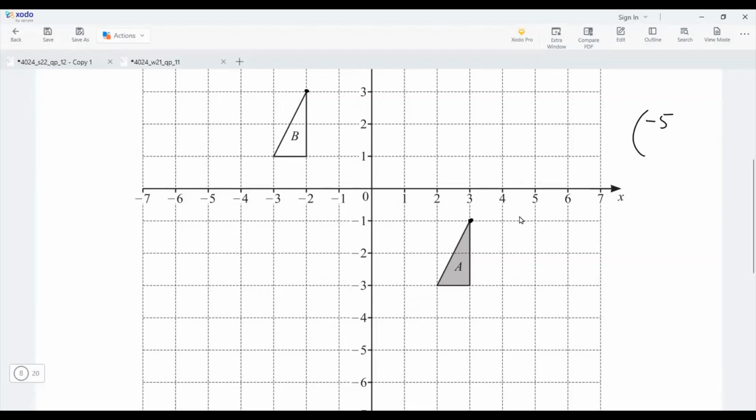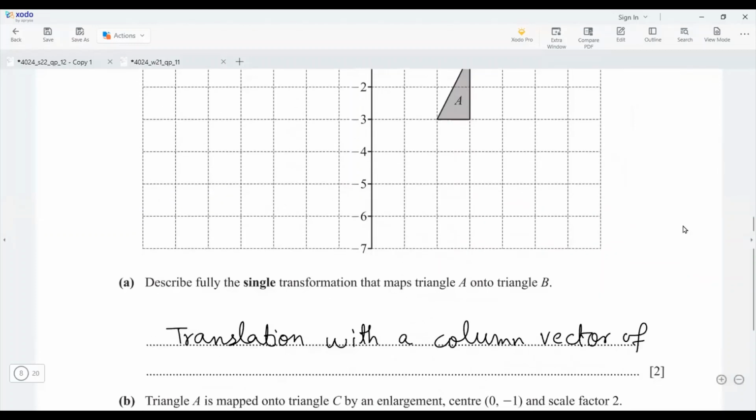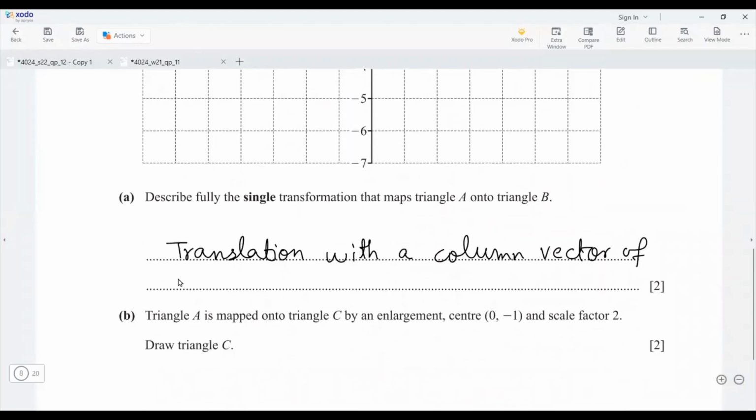If we are moving towards right, the x value will be positive. What about y? If it is moving upwards, values of y are positive. If it's moving downwards, values of y are negative. We can see this point is moved upwards. How many units upwards? 1 unit, 2, 3, and 4. So it must be positive 4 in the y dimension. So this is the column vector, minus 5 and 4.